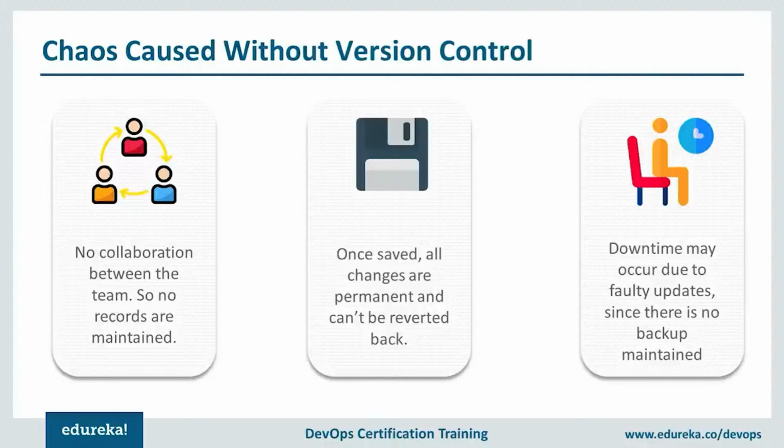Secondly, once saved, all the changes are permanent and cannot be reverted. Once the developer makes a change in their code, that change was permanent. Nobody could revert it back even if it was wrong. So this was one of the main disadvantages of not having a version control system. Not only this, but downtime also occurred due to faulty updates. That was because there was no backup maintained. In any situation, if their code crashed, then the complete system would go down. So looking at the above problems, many organizations decided to come up with the version control system.